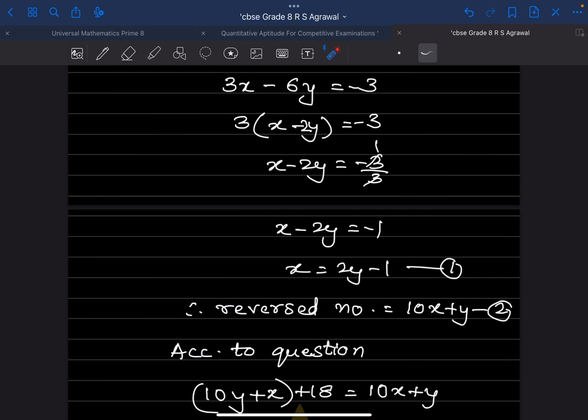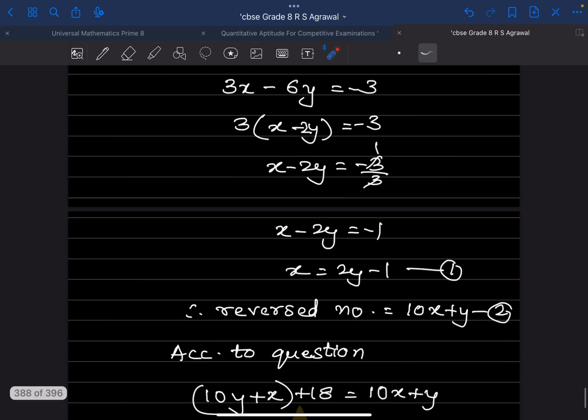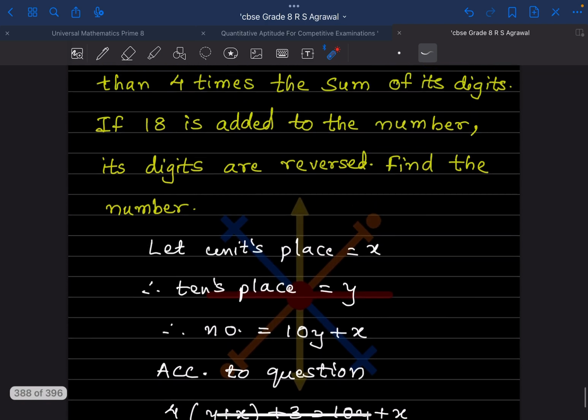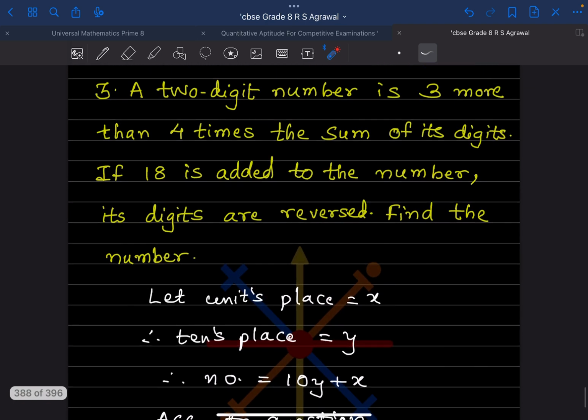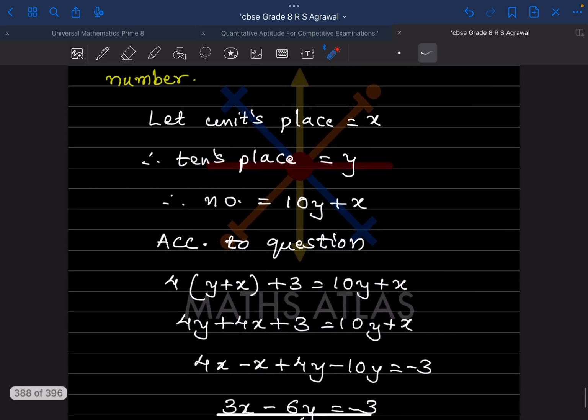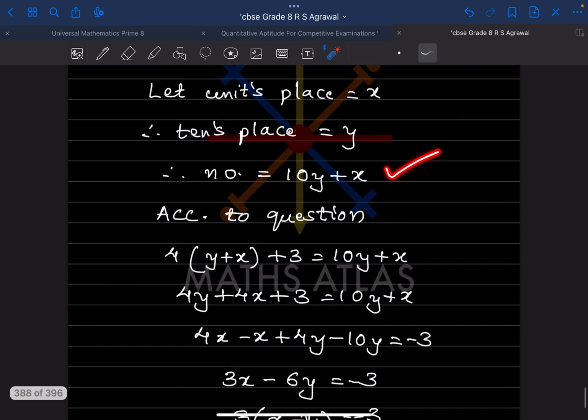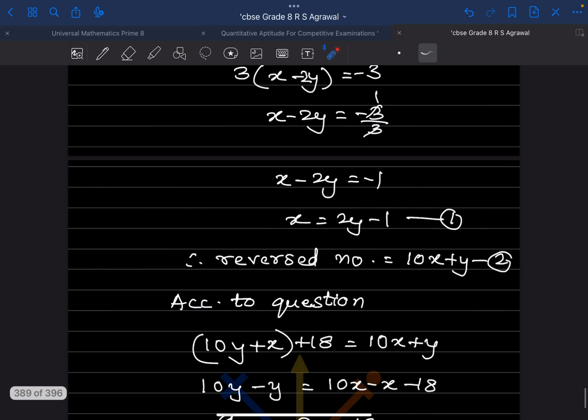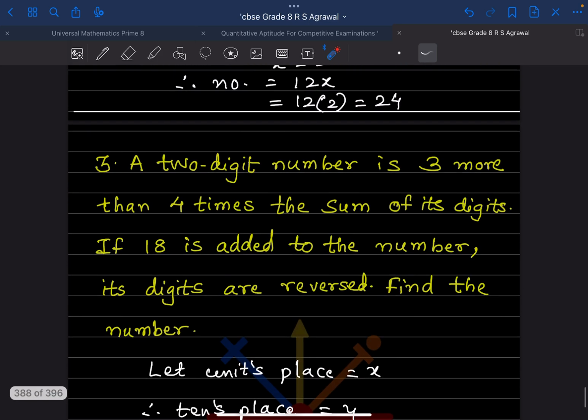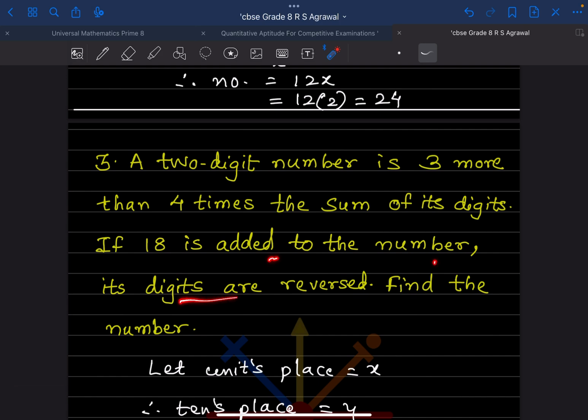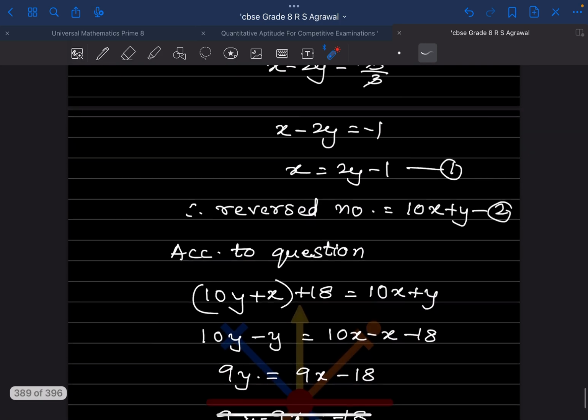So what did they say in the question here? If 18 is added to the number, what was the number? 10y plus x. If you add this 18 to it, the digits are reversed. So what is the reverse number? The reverse number is 10x plus y. So this is 10x plus y. Hope this step is clear to you.